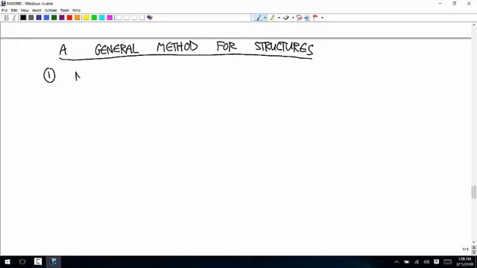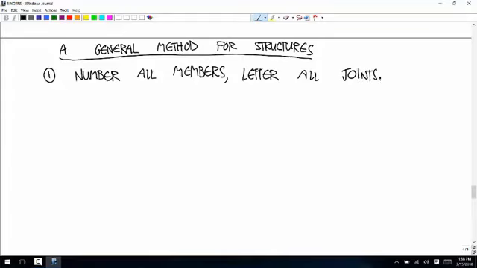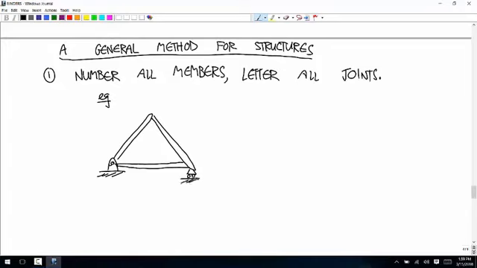So first, number all the members, and letter all the joints, just so you have something to refer to. Let's say that we have a structure like this. This time, let's say we have a third member put in there. All of these are pin joints. So let's say we call this 1, 2, 3. It doesn't matter how you label them. And then A, B, C.